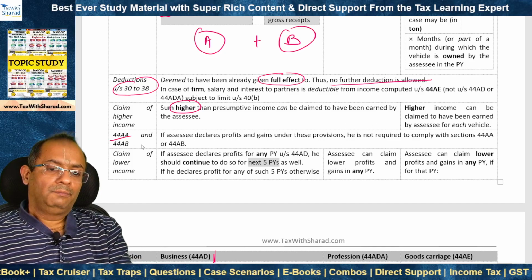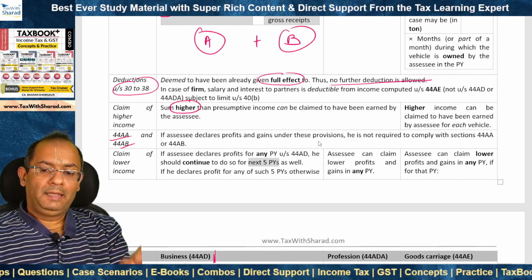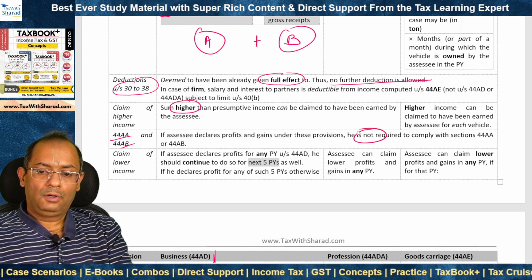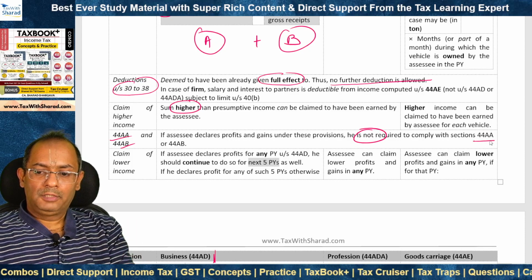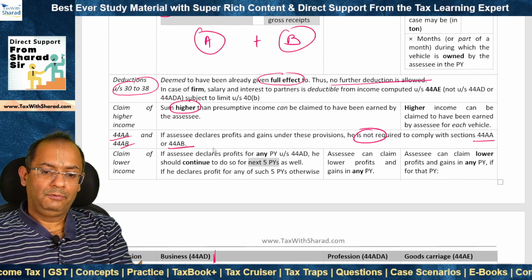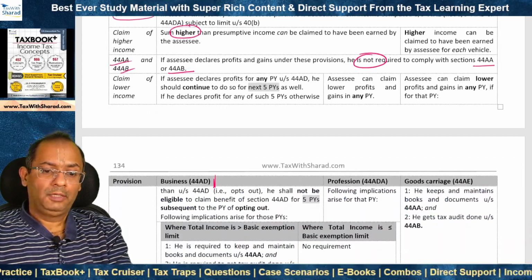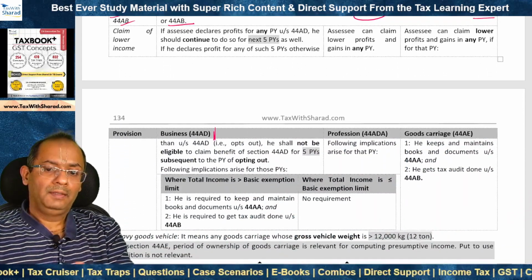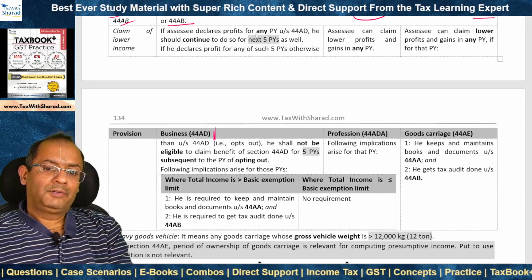What about books of accounts and tax audit? If the SSE declares profits and gains under 44AD, he is not required to comply with maintenance of books of accounts and documents under section 44AA or tax audit under section 44AB. Can the SSE claim a lower income than that computed under 44AD? Yes. But there is a restriction.